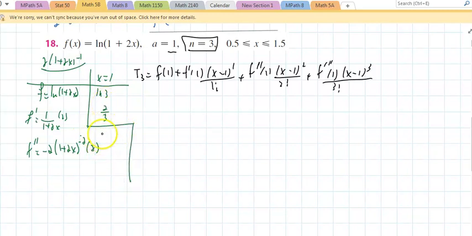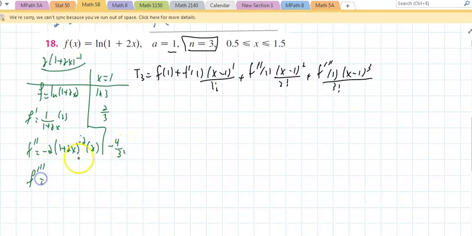And when I throw a 1 in there, what am I going to get? In this case, I'm going to get negative 4 over 3 squared, which is 9. And I need one more derivative.